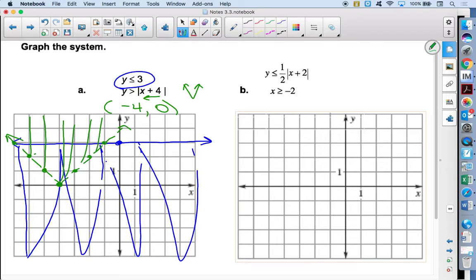If it was below, then it would be everything other than the V. Then it would be everything outside of the V if it was below or less than. So the area where they're intersecting is below my y equals 3 line and inside of that V. So this actually makes a triangle.